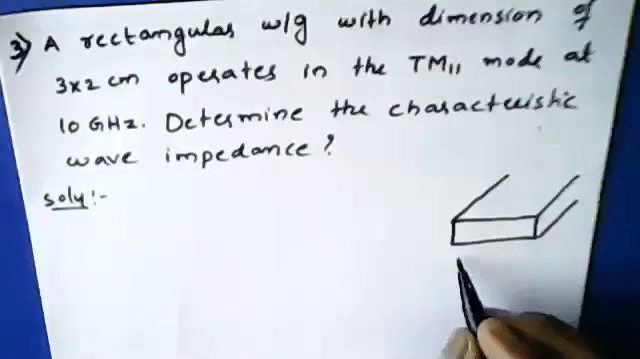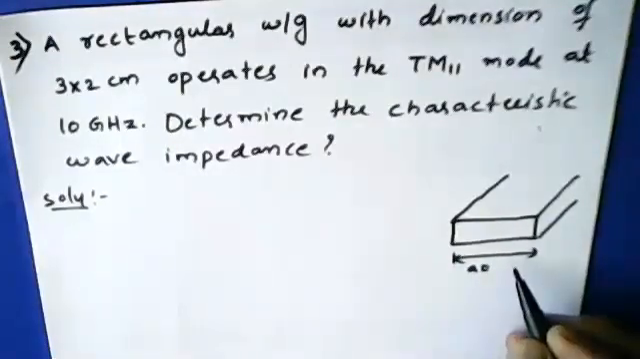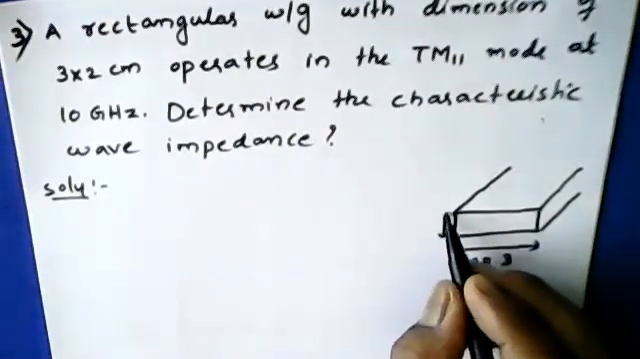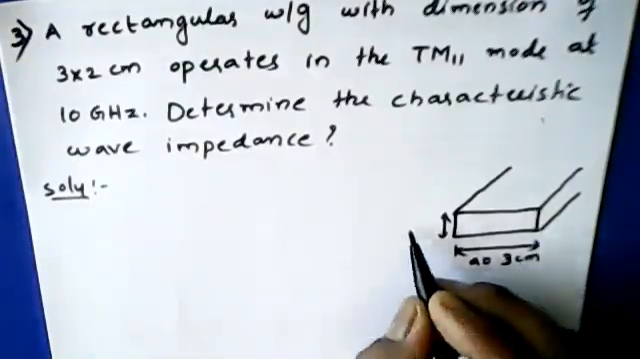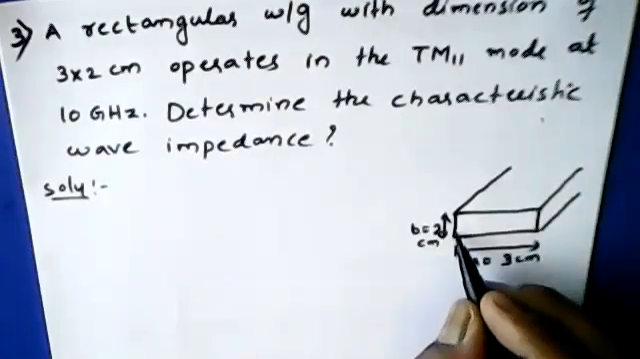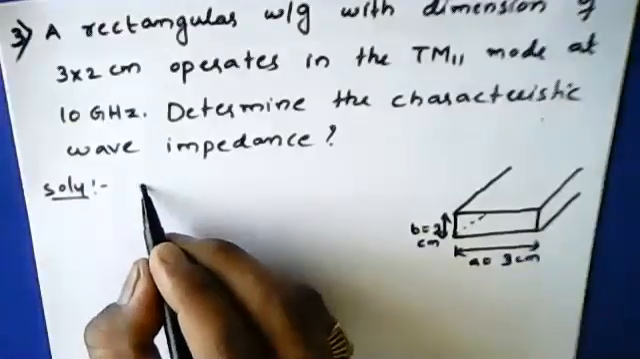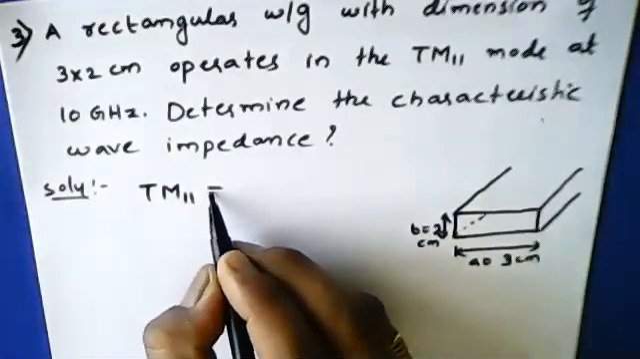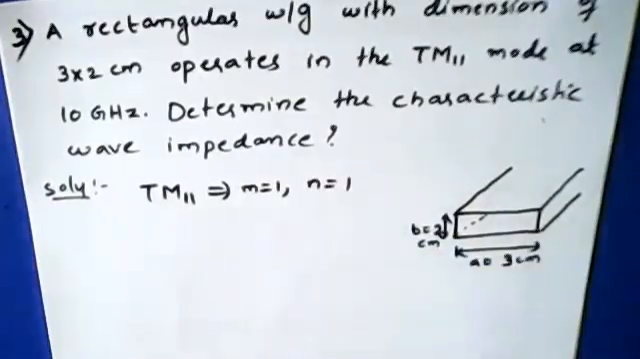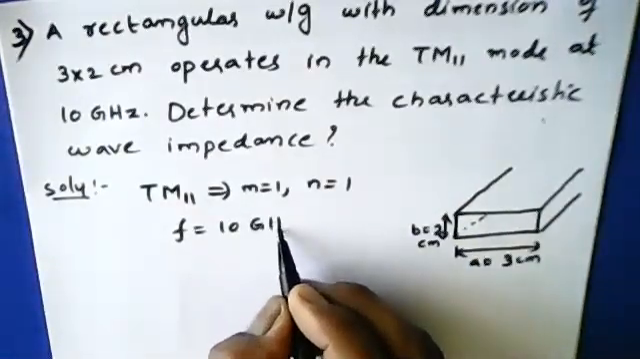You have to draw this, that gives a good image for evaluating the papers. A is equal to 3 centimeters, and B is equal to 2 centimeters. Now it has been given as TM11 mode. For that, M takes the value 1 and N also takes the value 1, and the frequency is given as 10 gigahertz.